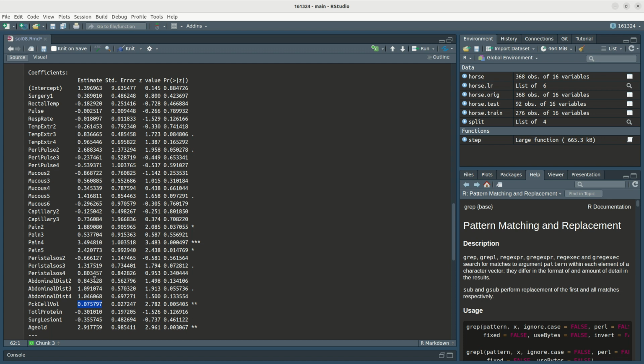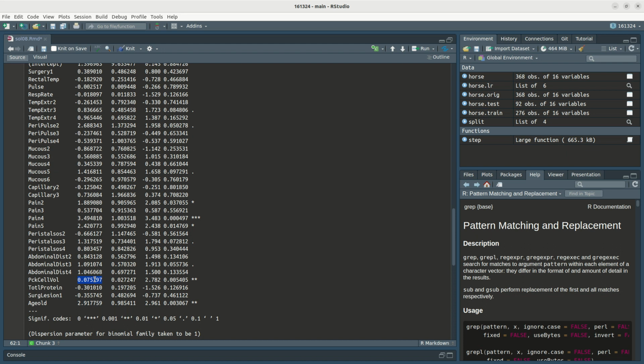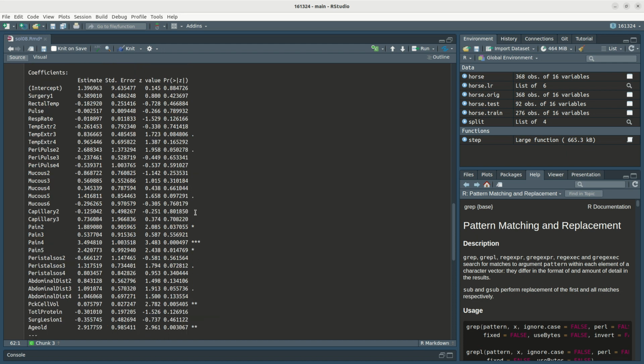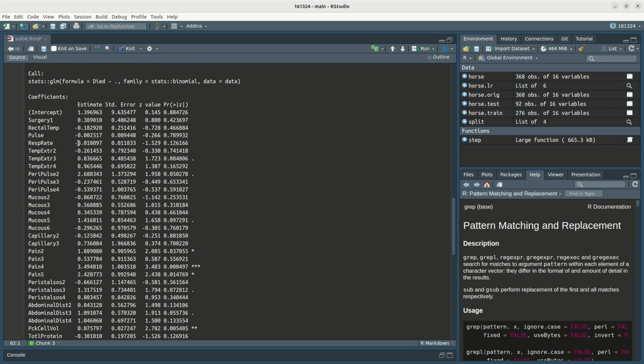Let's have a look. Are there any real protective factors? None that are really significant, I don't think. So I'm looking at the stars here to see whether there's anything that's associated with a negative value. I don't think so.